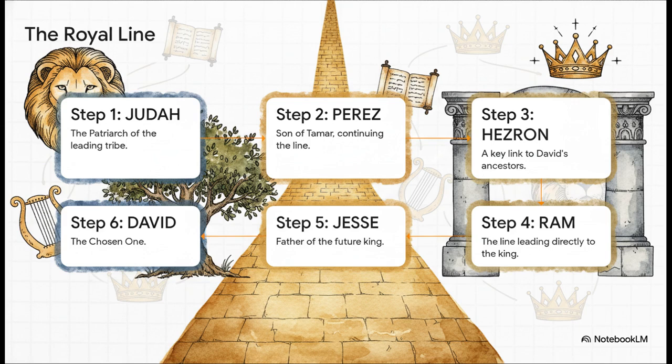The chronicler is showing us that from the very beginning, this specific line, through Perez, Hezron, Ram, and Jesse, was the only one that mattered. This was the designated path to the throne.